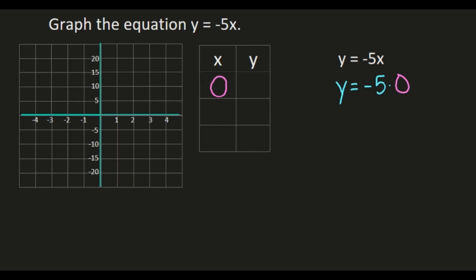So in order to solve for y, we have negative 5 times 0, and negative 5 times 0 is 0. So when x is 0, y is 0.